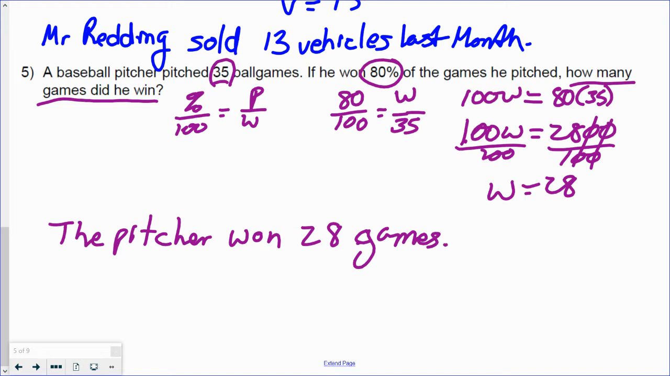And you have to watch for what they're asking. Sometimes they might try to trick you. They might tell you how many he won, but they want you to find out how many he lost. If that was the case, instead of using 80%, we would use 20%. So that's a good thing to make sure that you are looking for what they gave you, and is that actually what they're asking you to find.